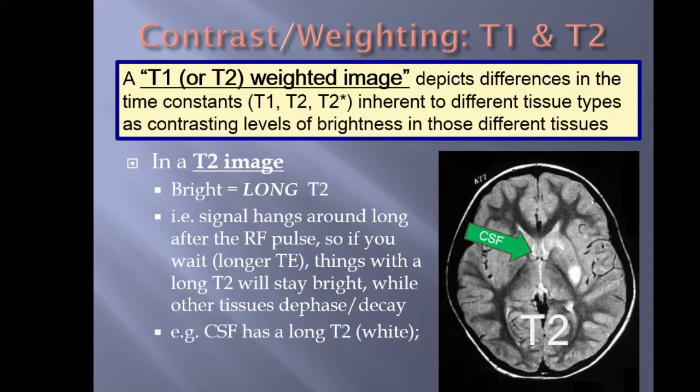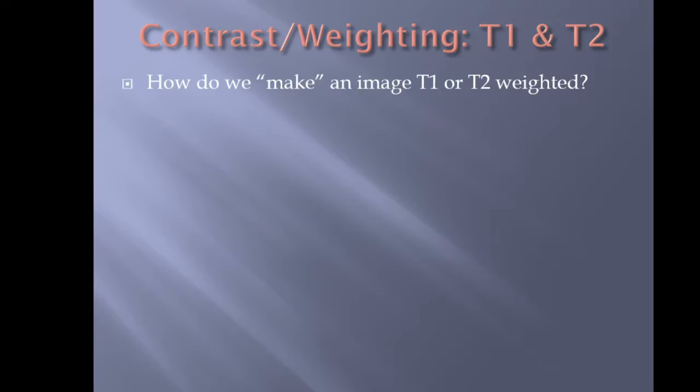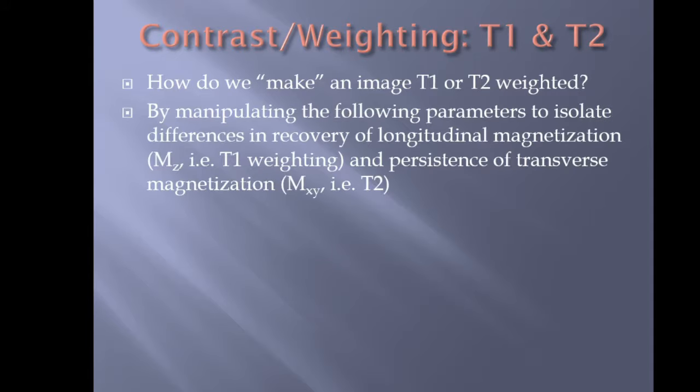So for example, CSF, like we said, had a long T1. It also has a very long T2. So if we use a long echo time, we're going to see CSF really brightly, whereas, say, white matter has a pretty short T2. So white matter is going to look relatively dark when we wait a while to get that echo. Okay, it's not quite so simple because the two interact, but we're going to go over that in a second.